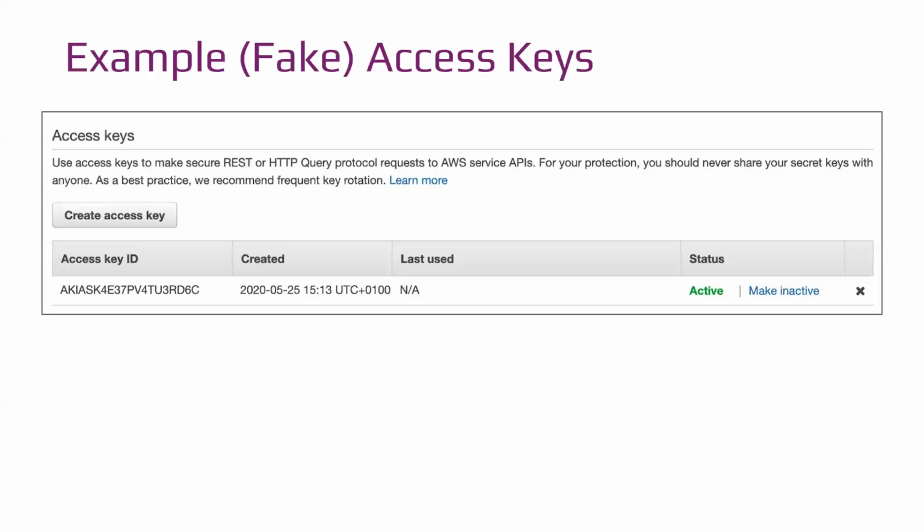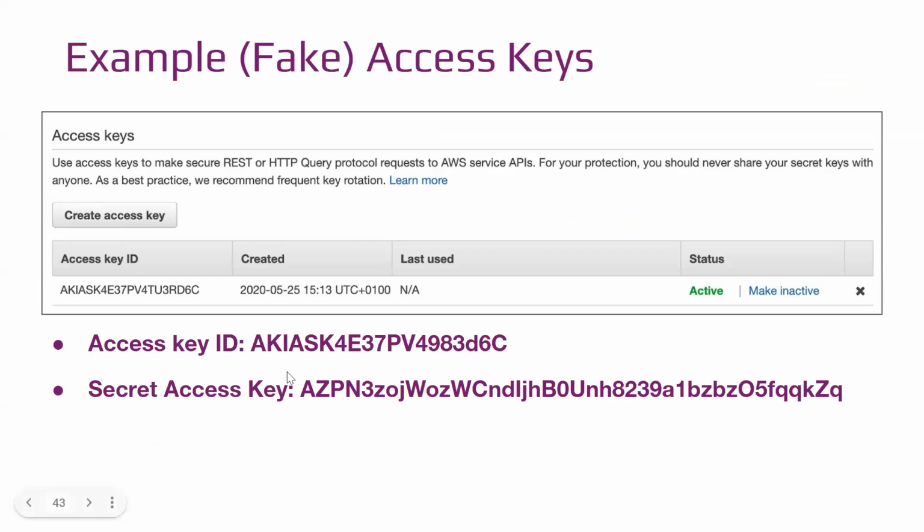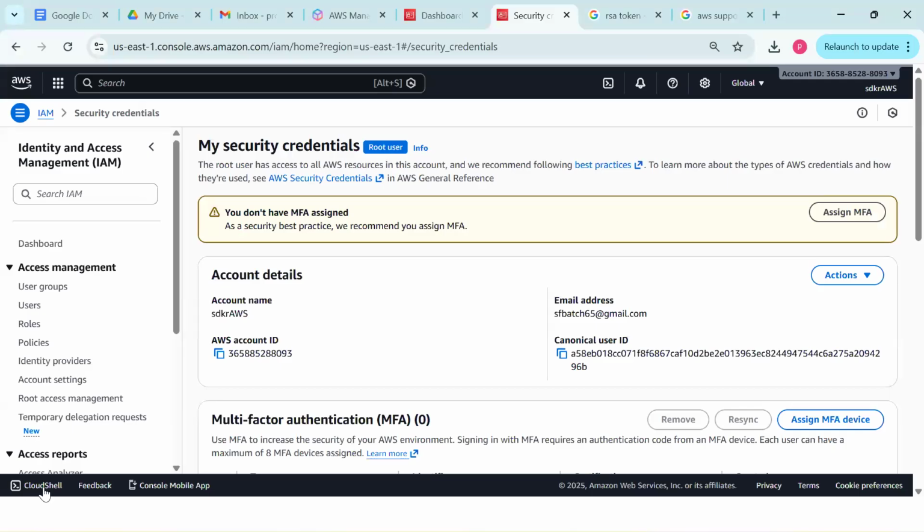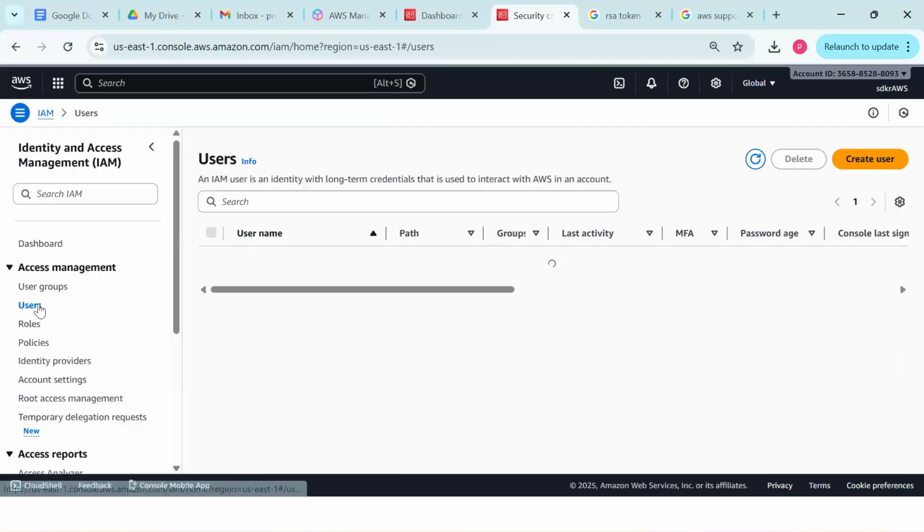If you see, this is the example. After user creation, we can see the option called create access key. If you click on this option, you can see the access key, and you can see the secret key as well, right? These are fake, just dummy values I provided. Remember, don't share your access keys, right? Now let me go back here. Let me go to the users.